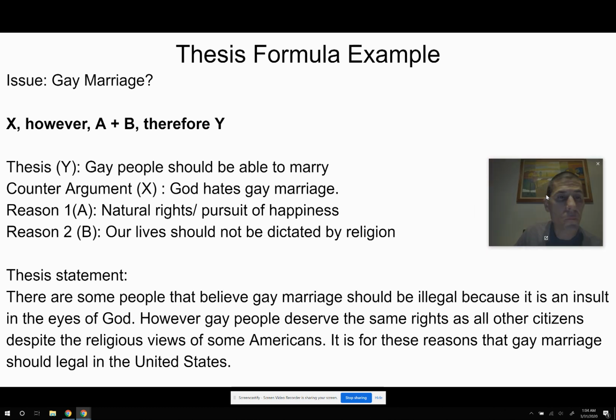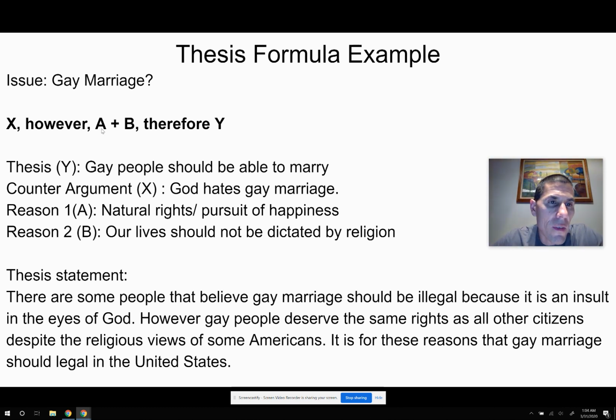All right, so let's take the issue of gay marriage. Should it be legal? All right, should gay marriage be legal? So my thesis will be gay people should be married. Gay people should be able to marry. So that's why. Okay. What's a counter argument against that? Well, there are a lot of people that believe God. Most of the arguments I see against gay marriage are religious arguments. So it's like God hates gay marriage.